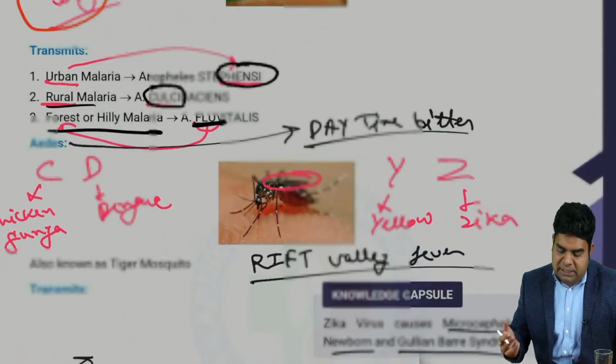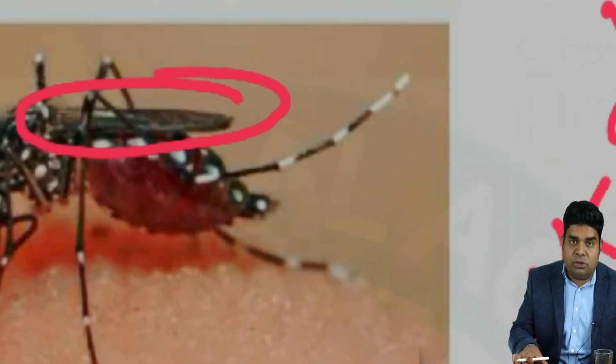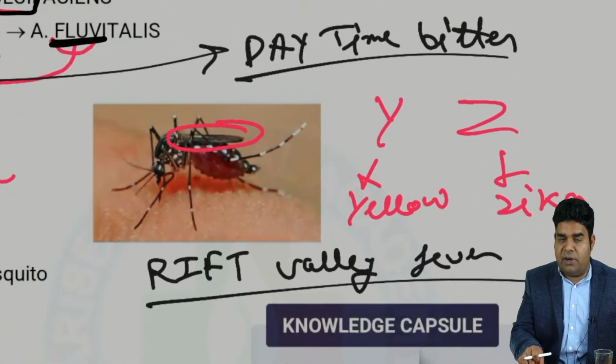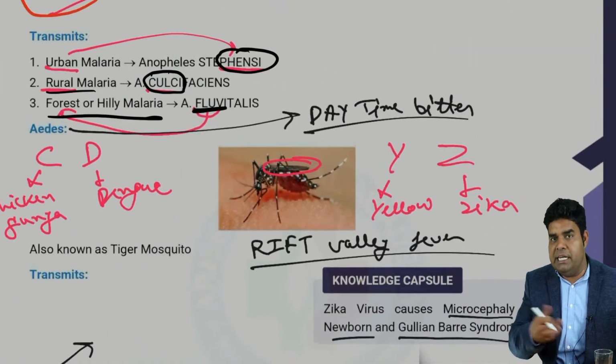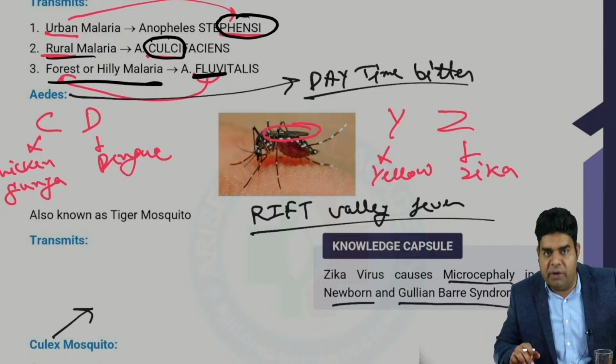Aedes, we all know, is the daytime biter, and it has black-white stripes on the body, but you can see there is no spot on the wing. Aedes transmits 5 diseases, very easy to remember. CD for chikungunya, dengue, YZ for yellow fever, Zika virus, and last is Rift Valley fever.